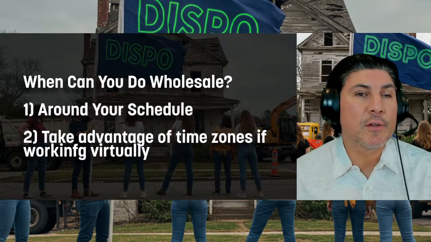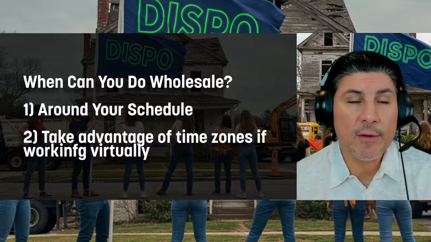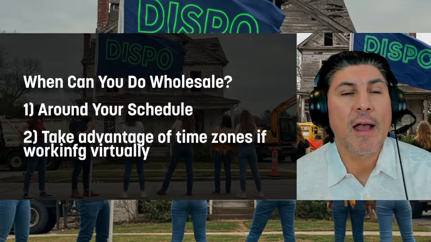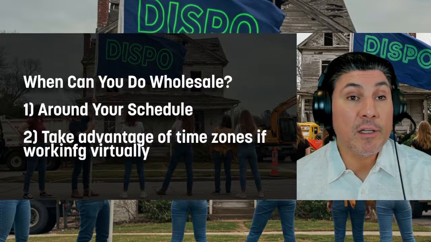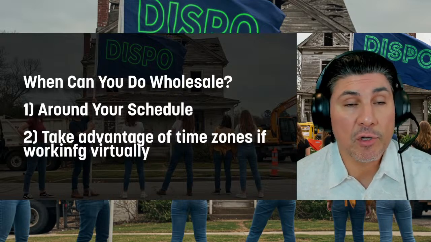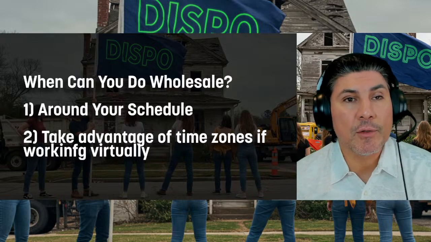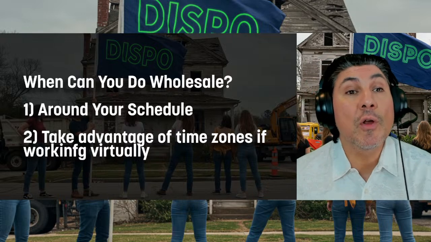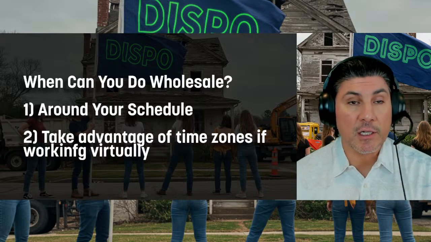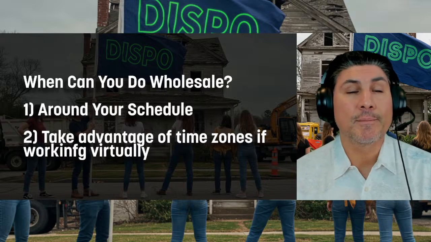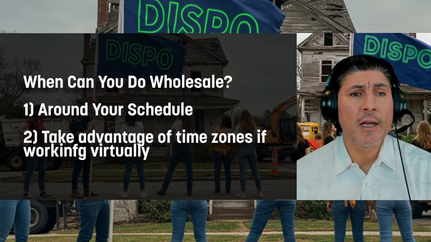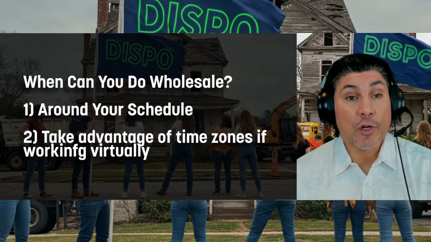When can you wholesale? You can wholesale around your schedule, entirely around your schedule. All right, so if you have a 9 to 5, you can do it in the mornings from 5 to 7 if you have to. You can do it in the evenings from 5 to 9 if you have to. Take advantage of time zones. So if you are out on the East Coast, you know that by the time you get home around 5 or 6 o'clock, you have dinner at around 7. It's still 4 o'clock out on the West Coast. And so you can work the West Coast markets.